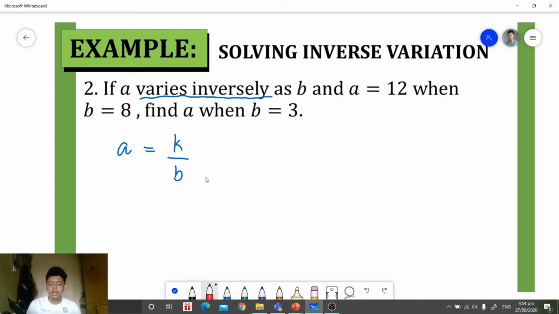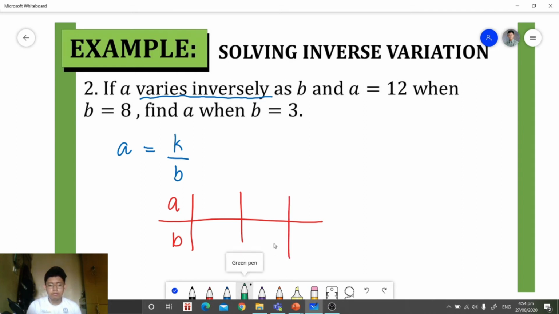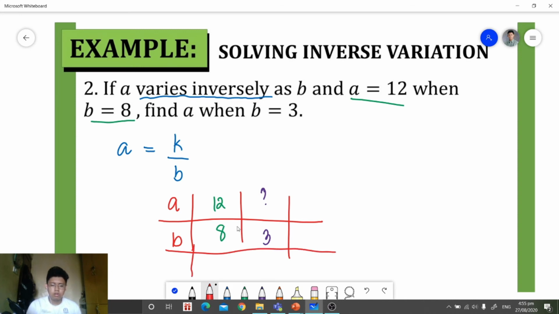And then after that, we can now set our table of values for our given. We have a and b. So for the first pair of a and b, we have a is 12 and b is 8. So 12 and 8. And for the second pair, we're looking for a when b is 3. So in order for us to solve for the value of a, we need to get our constant variation.